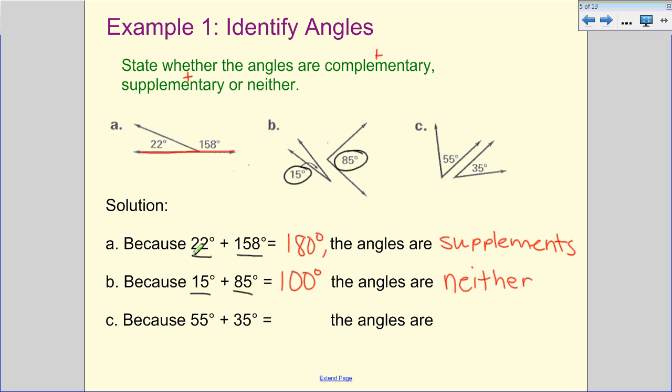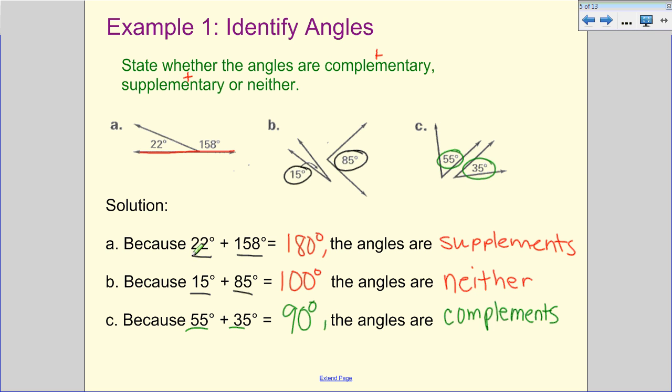And so when we look at angle C, we have a 55-degree angle. We have a 35-degree angle. We want to add those together, and as you could probably guess, that is going to be 90 degrees. So because it is 90 degrees, the angles are complements to each other.